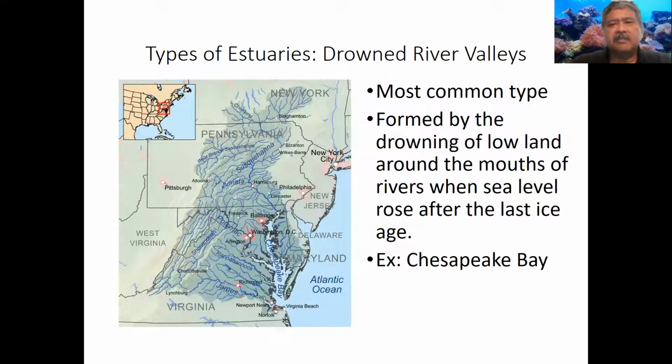Alrighty, so like I said, this is the most common type, the drowned river valley. And here's a large famous estuary region in Virginia, Maryland. This is the Chesapeake Bay. Lots of crabs in the Chesapeake Bay region. That's what it seems to be known for by many people. It says here, formed by the drowning of low land around the mouths of rivers when sea levels rose after the last ice age. The Chesapeake Bay is an example of a drowned river valley.